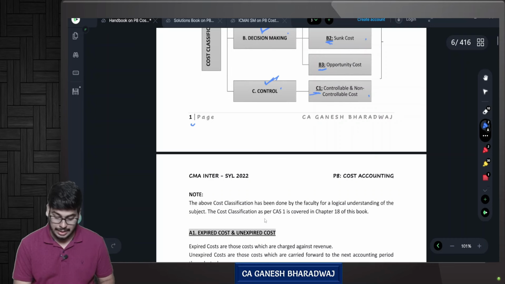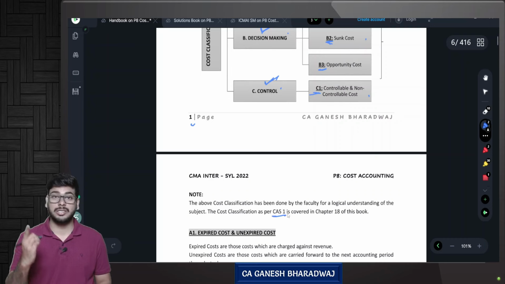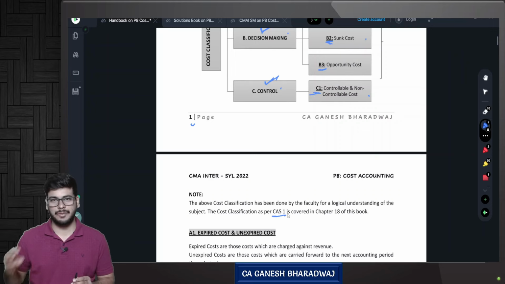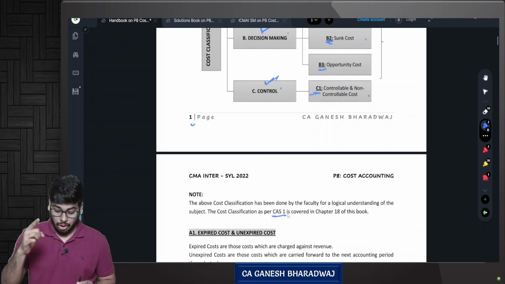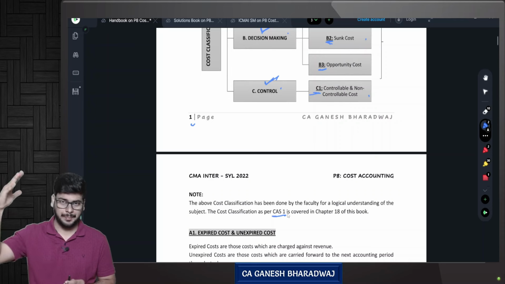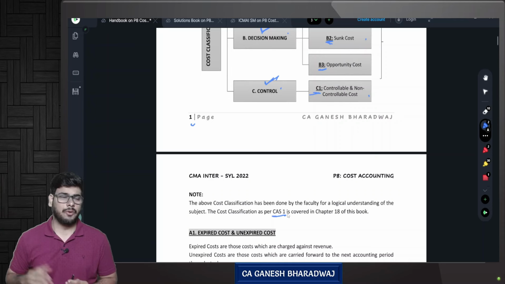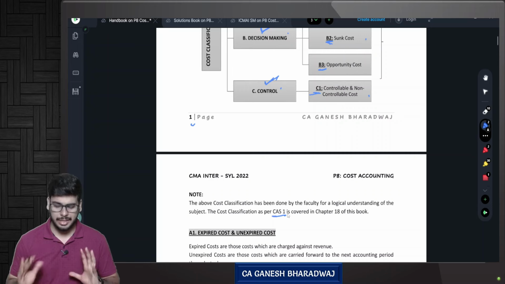The cost classification as per CAS 1 is covered in chapter 18 of this book. CAS means Cost Accounting Standard. It has a number, Cost Accounting Standard 1, 2, 3, 4, like that. And Cost Accounting Standard, I told you what that is. It is a document prescribed by the CMA Institute for us to follow certain rules and guidelines in costing. Okay, for the time being, this is sufficient.